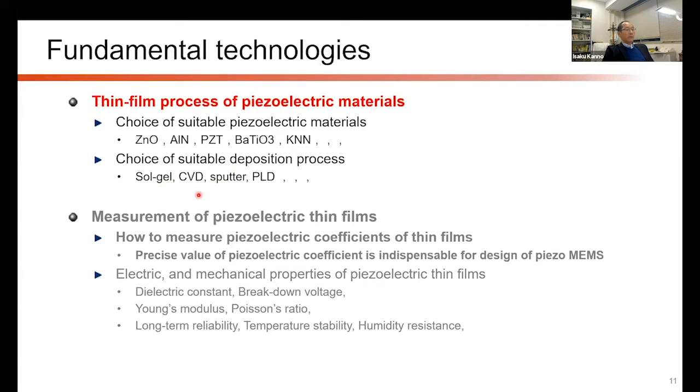Because CVD can produce high quality piezoelectric thin films, but the cost of the source material is very expensive. Piezoelectric MEMS need micrometer thick films, so the CVD cost is too high. PLD is a very useful method, but large scale, uniform thin film deposition is still difficult.